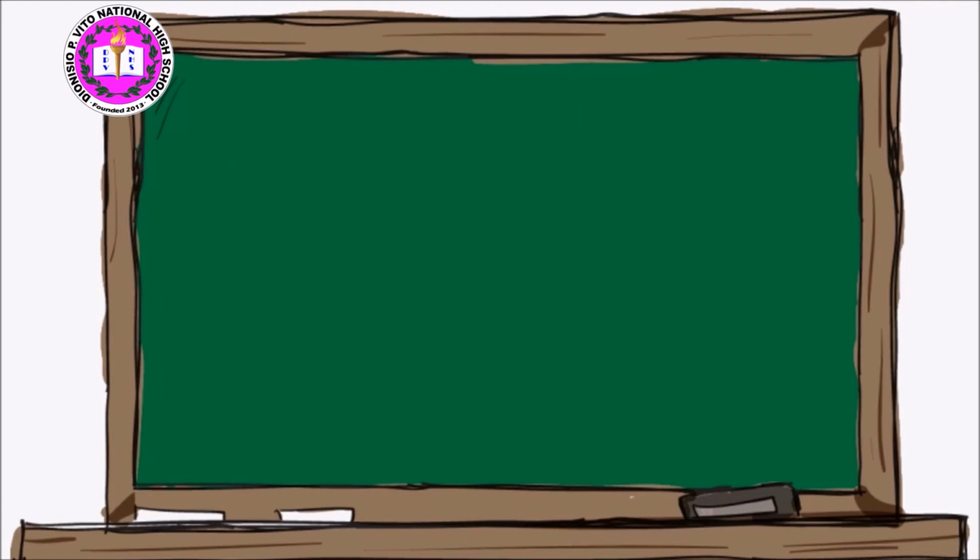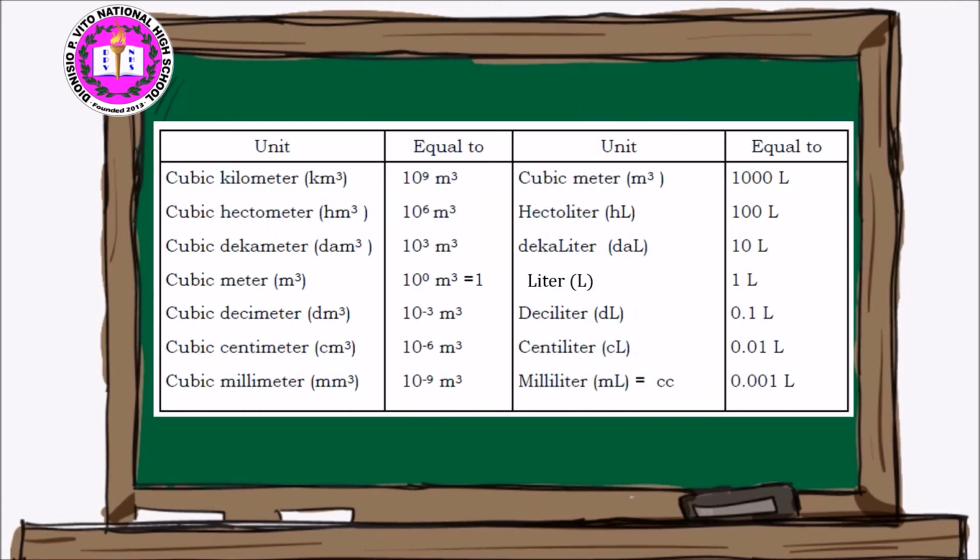Here is the conversion table for volume. Our unit for cubic kilometer is equal to 10 raised to 9 cubic meter, which is equal to 1,000 liter. Cubic hectometer is equal to 10 raised to 6 cubic meter. Hectoliter is equal to 100 liter. Cubic decameter is equal to 10 raised to 3 cubic meter. Decaliter is equal to 10 liter.